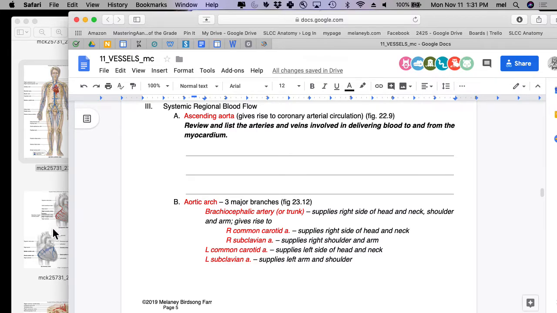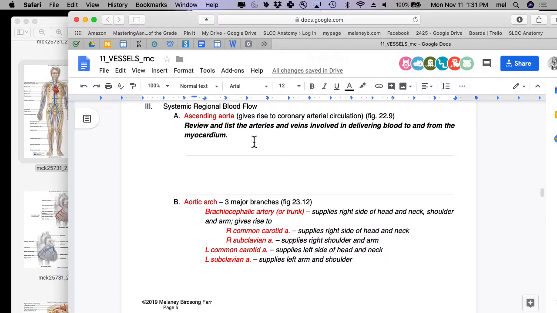So we already did this one, yes, didn't we? Okay. So here's how we're going to do systemic regional blood flow. We're going to deliver whatever comes off of the ascending aorta and then deliver it back. Then we're going to deliver whatever comes off of the arch and then deliver it back. And then descending thoracic and then deliver it back. And then descending abdominal and then deliver it back. Does that make sense?